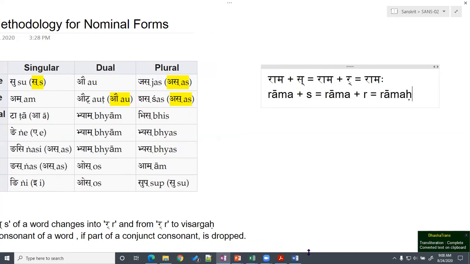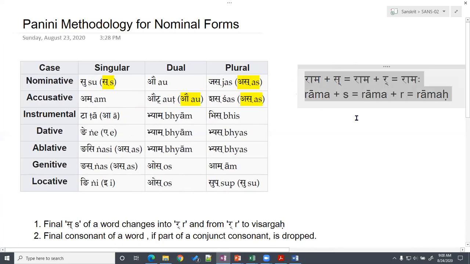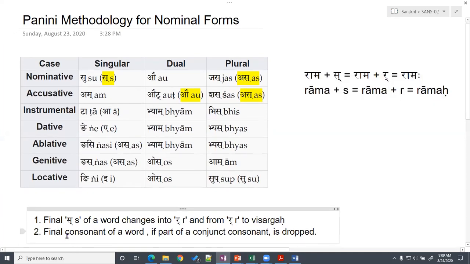So you see, of course, if you try to generate all the other forms using just these 2 rules, it will not work because there are many more rules. I just wanted to show you how Ramaha comes from this table, just one set. Another rule is that final consonant of a word, if it's a part of a conjunct consonant, is dropped. So we'll see the example of this.